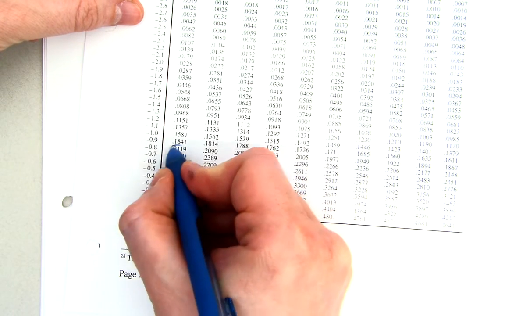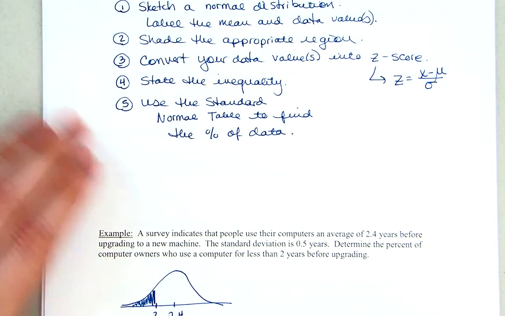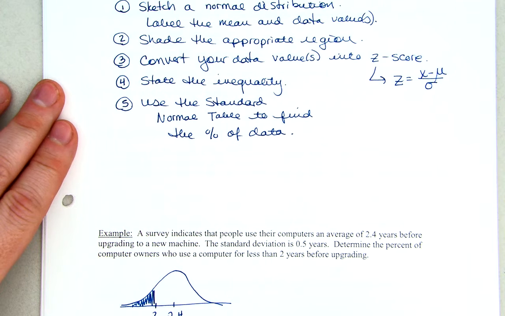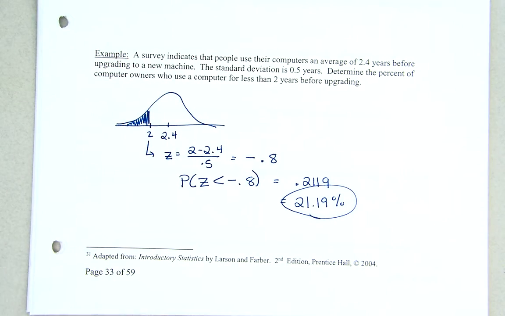I think I'm going with 0.2119. So 0.2119, but I need to write that as a percent. So my final answer is 21.19%. What percent of people have, you can't see that, sorry, let me move up. 0.2119, I'm getting 21.19%. So what percent of people have used a computer for less than 2 years before they get a new one? About 21.19%. One more problem to take a look at.